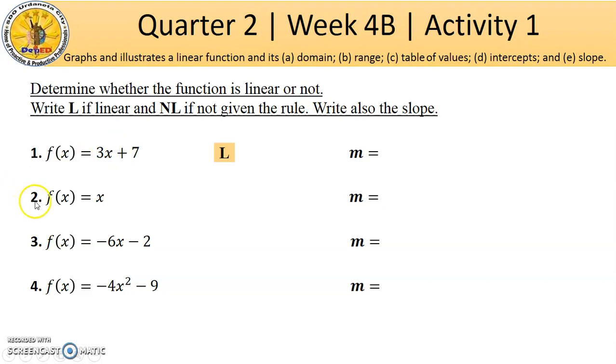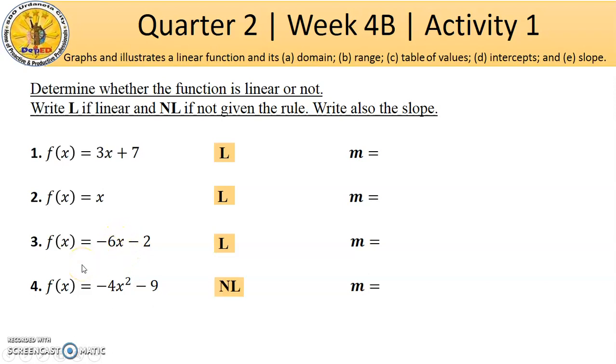Next, for the second example, f of x is equal to x. This is also an example of a linear function because the variable here has a degree of 1, and we have also a y-intercept here, but it is equal to 0. For the third, this is also an example of a linear function. We have m, negative 6, and b, negative 2. And of course, the variable here is in first degree.